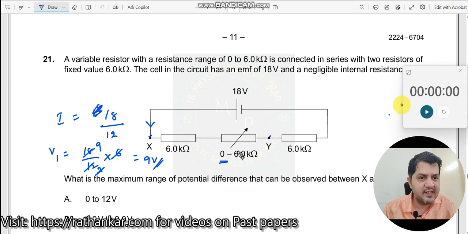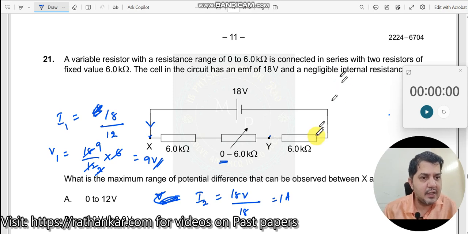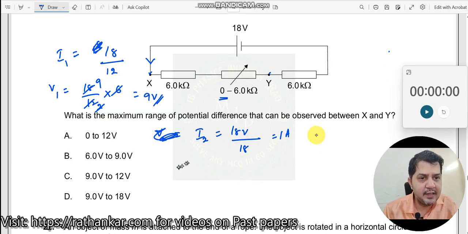Now let us look at the extreme case. The extreme case is V2, sorry, I2. First, let us find I2. This is I1. I2 should now be 18 volt divided by 6 plus 6 plus 6, which is 18 over here, which is 1 ampere. And your voltage here, V2, would be equal to 1 multiplied by 6 plus 6, which is 12. So this should be 12 volt.